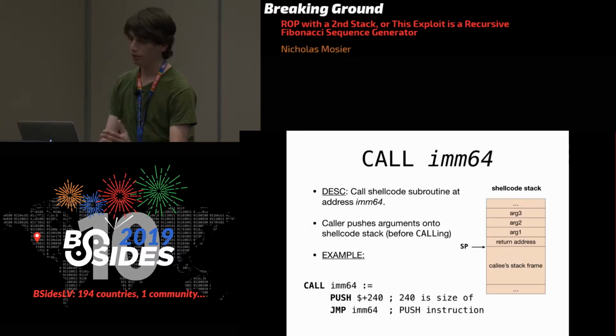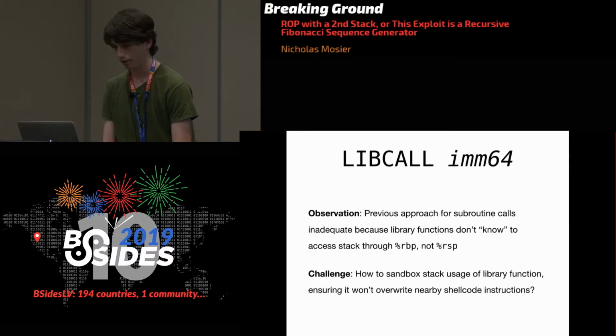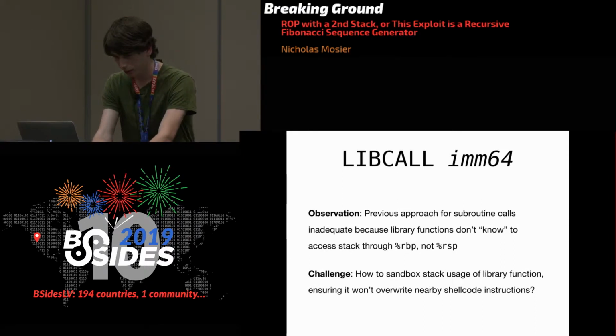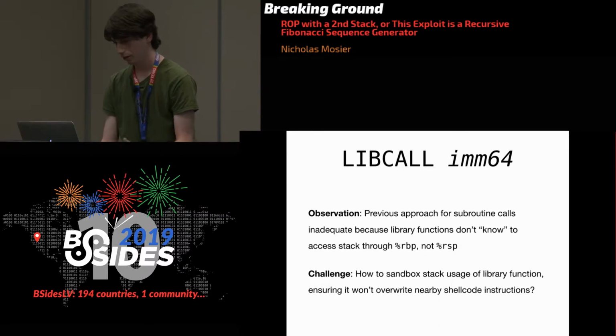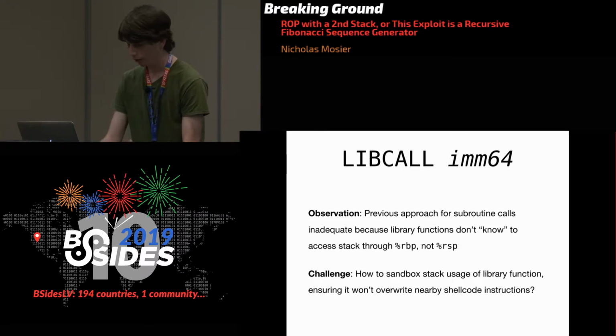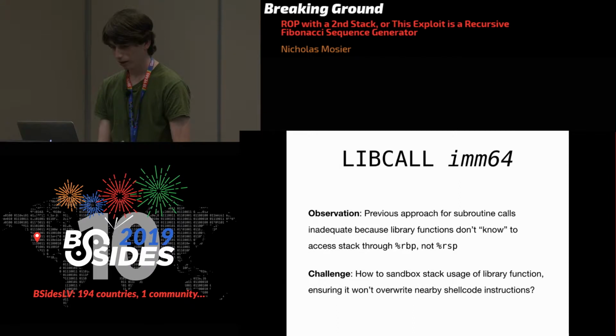And I just want to mention this does demonstrate the power of the shellcode stack, because now implementing a subroutine call is just a trivial thing to do. It only requires 2 lines. OK, so now we get to library calls. These are significantly more complex than anything I've introduced before. Our previous approach for subroutine calls won't work.